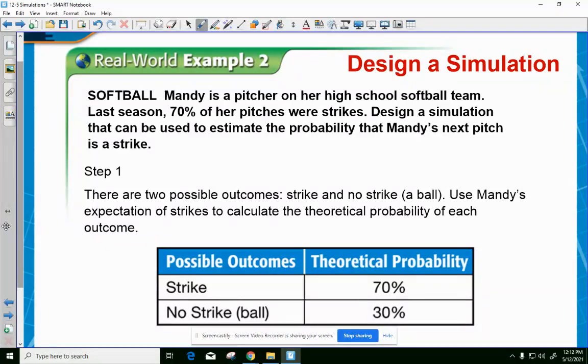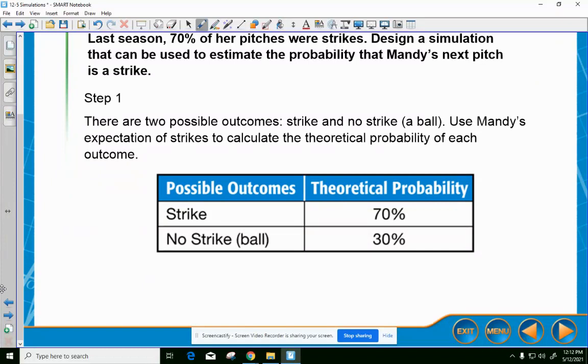All of her pitches last year, 70% were strikes, 30% were balls. If you turn those into fractions, what would they look like? 70 out of 100, and the other one is? Okay. So we got 70 out of 100, and we got 30 out of 100. That means if we want to, we can use 100 numbers as our simulation. And the first 70 could represent a strike, and the last 30 could represent a ball, or the first 30 could be a ball and the last 70 could be a strike.